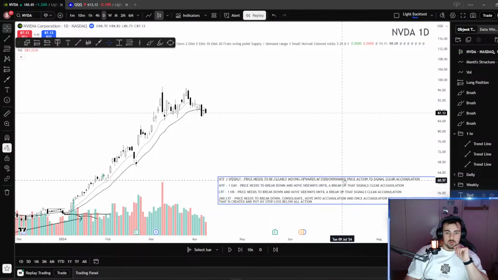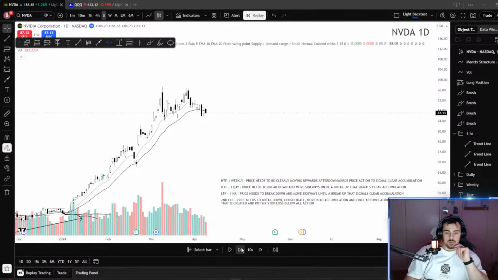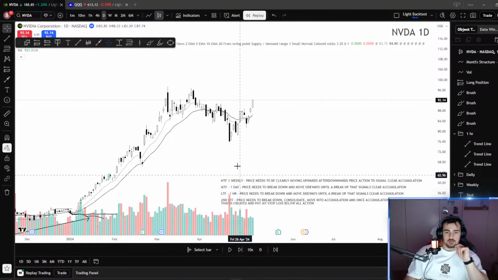So I'm going to look at my medium time frame rule, the 1 day. Price needs to break down, move sideways until it breaks up. Okay, so let's wait until price moves sideways and we get a break up. Boom. Okay, fails back down on the VMAs. So I'd wait again, and then boom, breaks up.